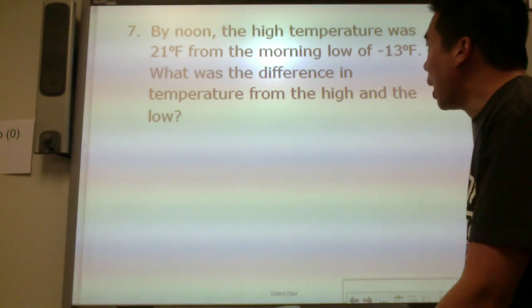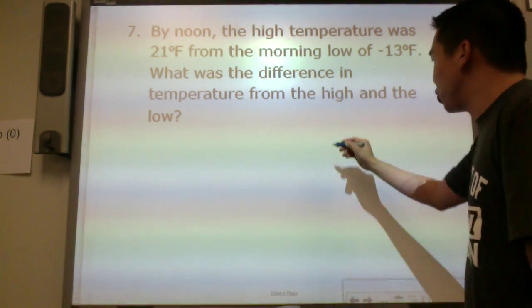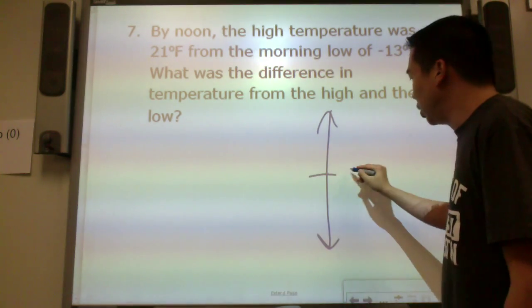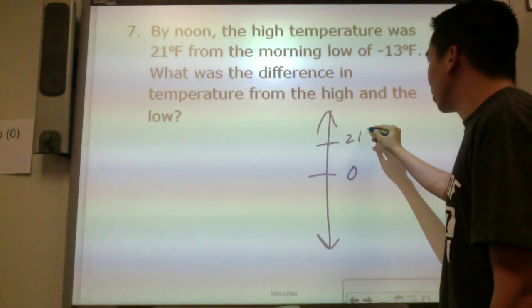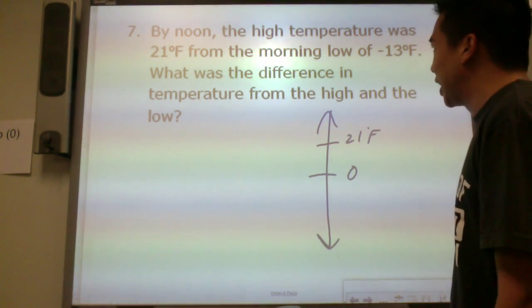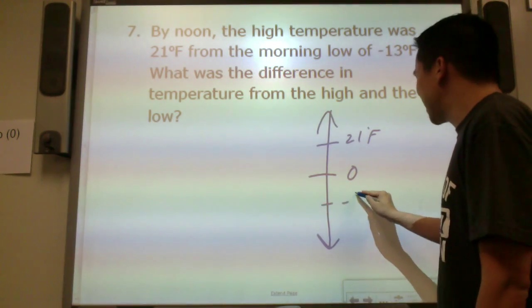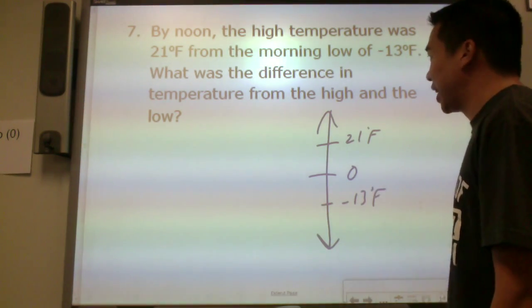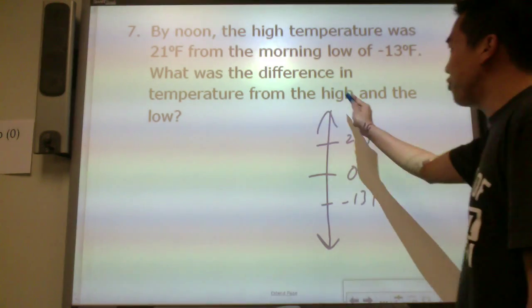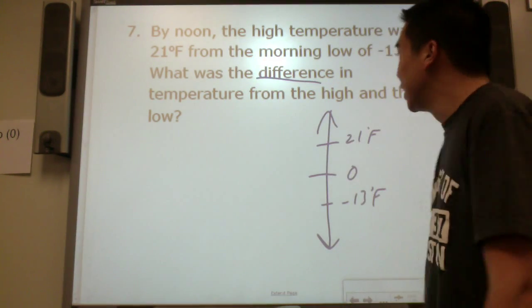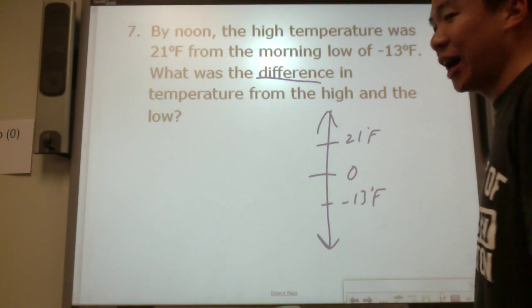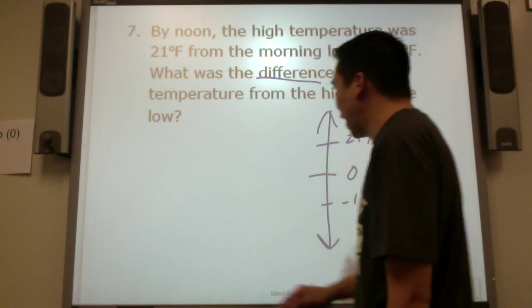Number 7, by noon, the high temperature, I'm going to draw a vertical number line. The high temperature was 21 degrees Fahrenheit. The low temperature was -13 degrees Fahrenheit. What is the difference, that's subtraction, in temperature from the high and the low? The high is 21.